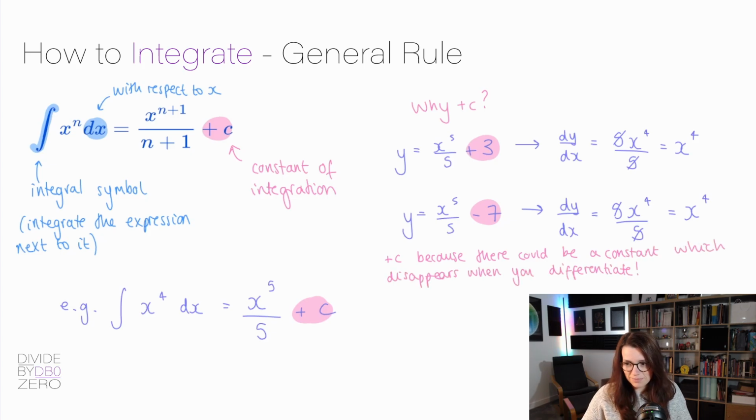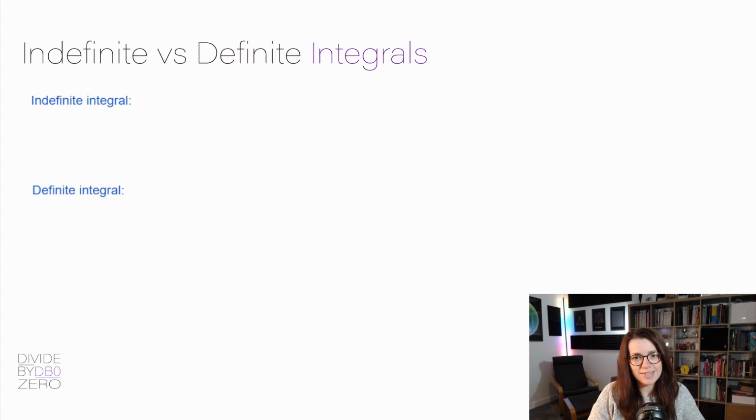Now let's talk about indefinite versus definite integrals. An indefinite integral would look something like this: integral of x squared dx. And for this one, we can just apply the rule that we saw earlier. So we're going to add 1 to the power, divide by the new power, and stick a plus c on the end. In contrast, a definite integral would look something like this.